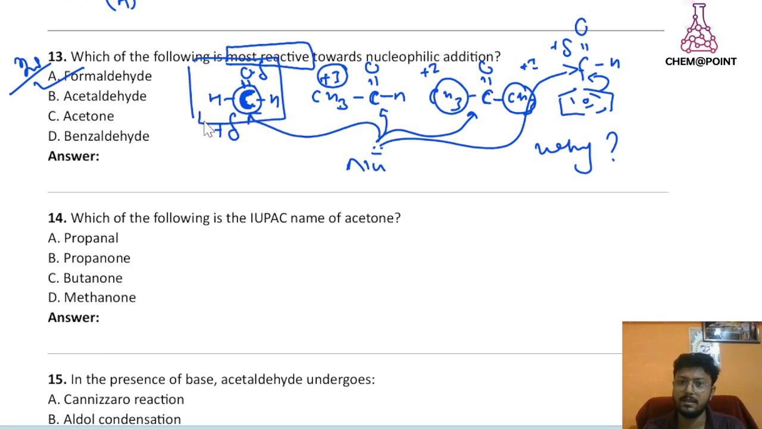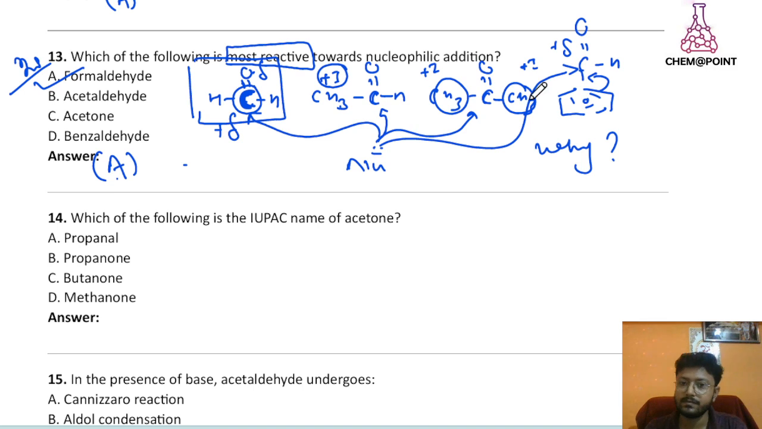That's why formaldehyde shows a very fast nucleophilic addition reaction as compared to acetaldehyde, acetone, and benzaldehyde. I hope all of you understand why formaldehyde is more reactive towards nucleophilic addition, because it has no plus I effect, no minus I effect, nothing. The right answer is A.